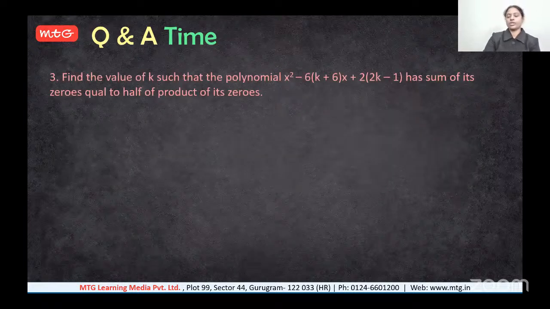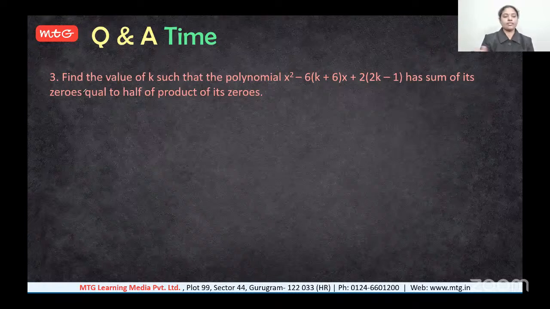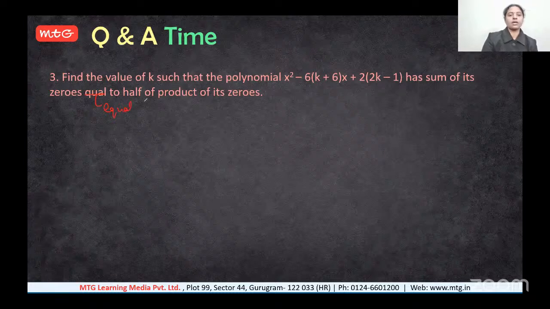Here you go with the next question of today's chapter. Solve it and let me know the value of k. If this polynomial has the sum of its zeros equal to half of the product of its zeros, so the relation between sum of zeros and product of zeros is like this, what will be the value of k is your question.